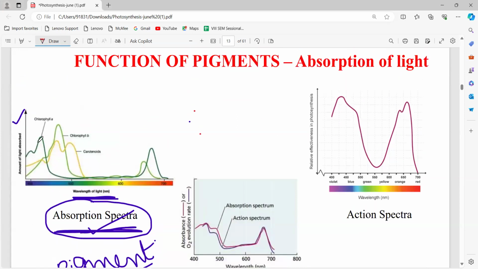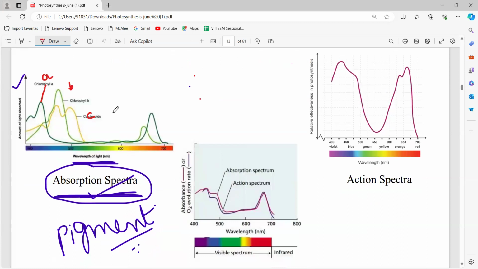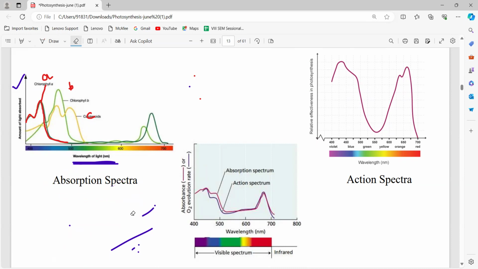First, we have taken different pigments: chlorophyll A, chlorophyll B, and a carotenoid. Look into the picture. Now, if I observe chlorophyll A, see, the peak is very high till this range. What I mean to say is, from 400 to 500 nanometers, chlorophyll A absorbs the light at a very high rate. After that, the peak falls down.